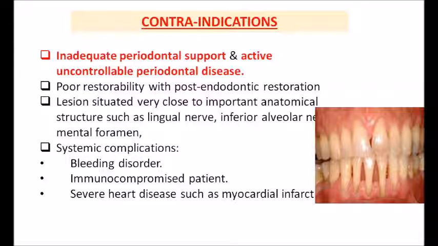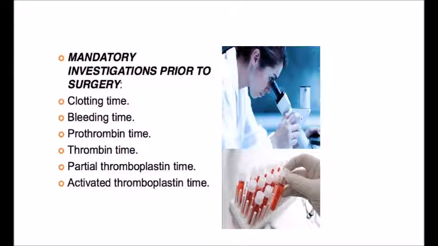The main contraindication is the one which has the first and most importance, that is inadequate periodontal support and active aggressive, uncontrollable periodontal disease. Please remember these words. Before we move on to the endodontic surgery part, we have to have some investigations.